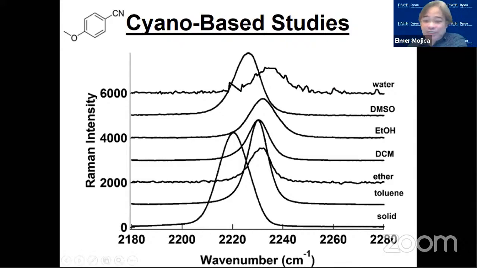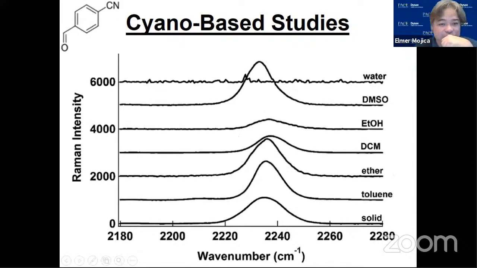And then we try to look at the solvent effect. So what we have here is a methoxybenzonitrile, which is an electron donating group. What we observe when we put them in a solution is that most of them shift to a higher wave number. But when we compare it with an electron withdrawing group, which is the cyanobenzaldehyde, the change is not as pronounced as it is with the electron donating group.